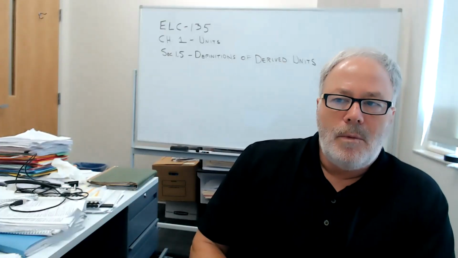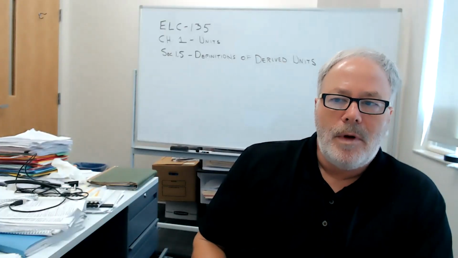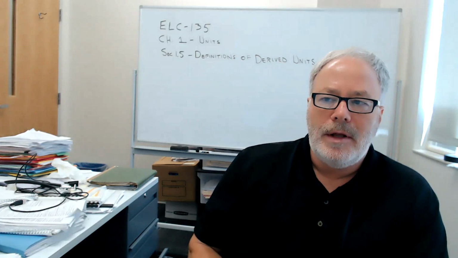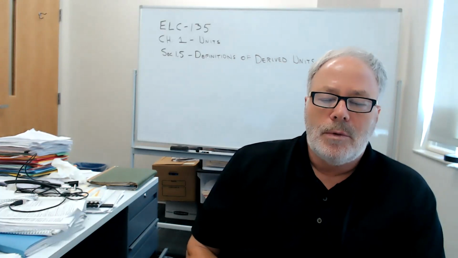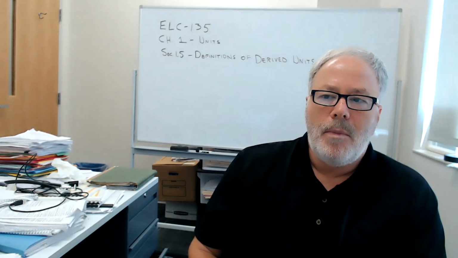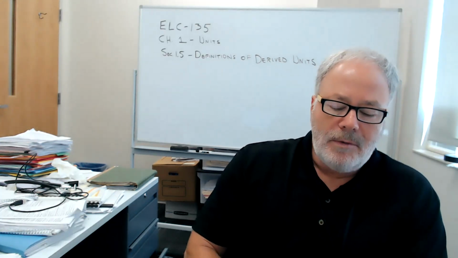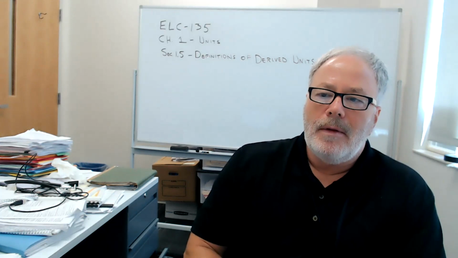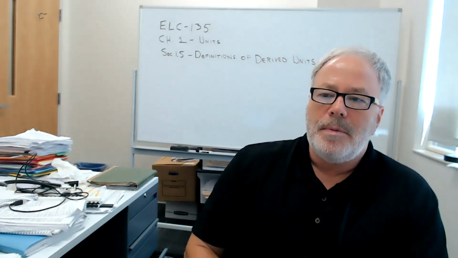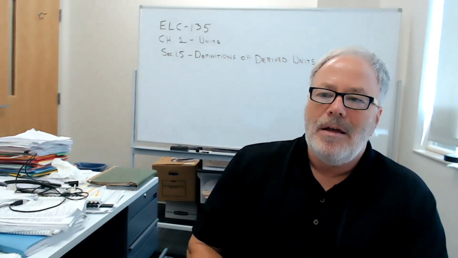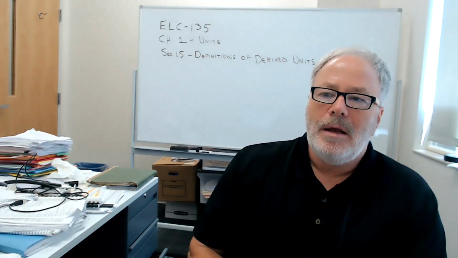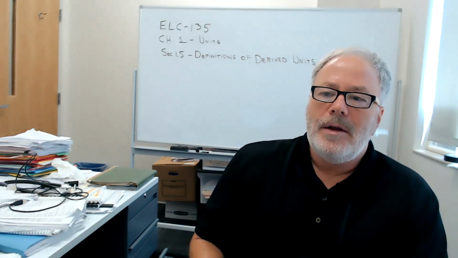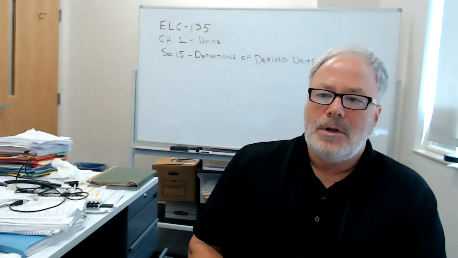The next section, 1.5 in chapter 1, is titled Definitions of Derived Units, sort of a continuation of section 1.4, where we define the base units. But this is a good representation of this idea of derived units being combinations of base units. So for instance, we look at the first one on our list here.